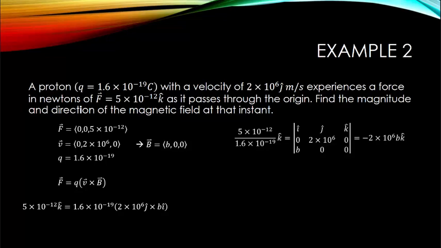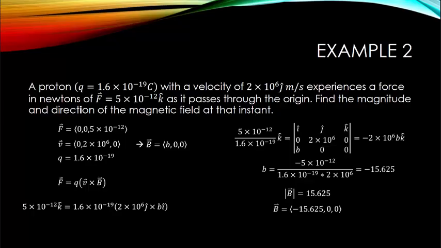This determinant is negative 2 times 10 to the 6th times B in the k-hat direction. If I divide through by negative 2 times 10 to the 6th k-hat, I get B is equal to minus 15.625. This is the only non-zero component in the vector that represents my magnetic field. The magnitude of my magnetic field is 15.625, and the vector for the magnetic field is given in component form as negative 15.625, 0, 0. This tells me that my magnetic field is in the negative x direction.